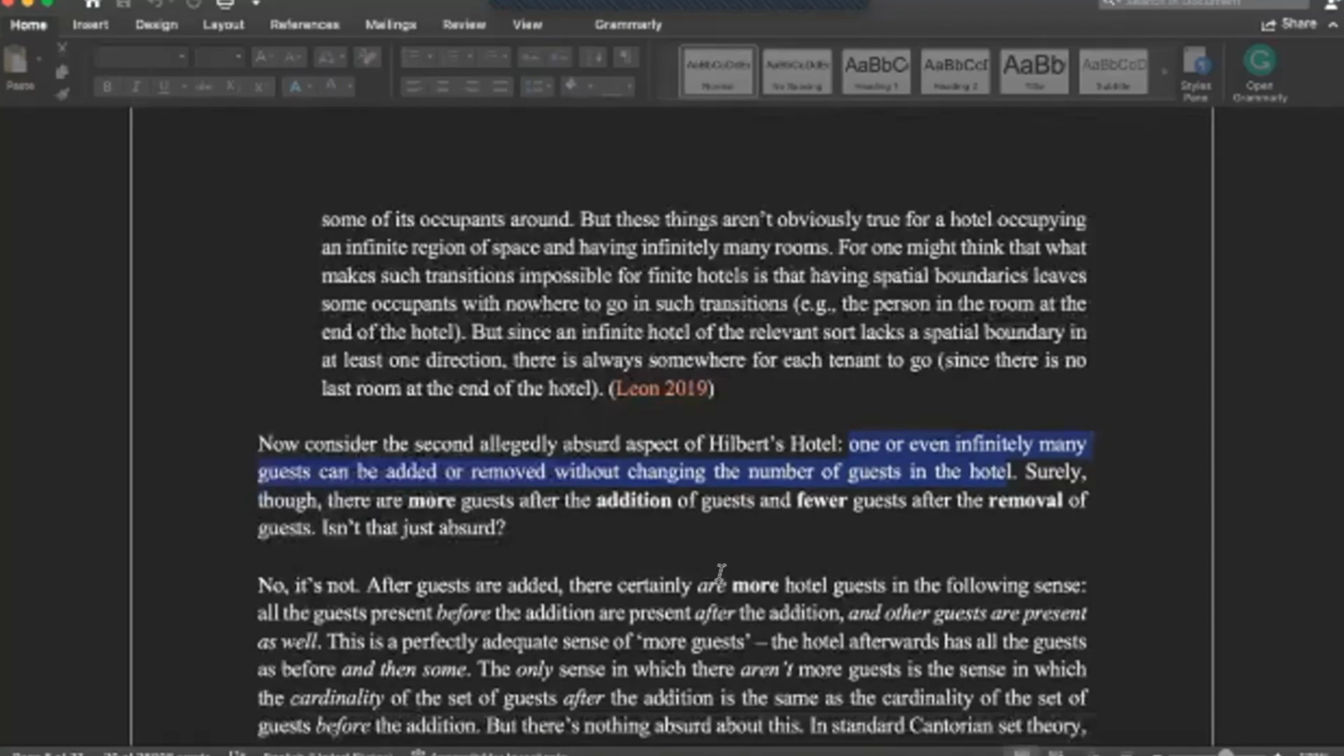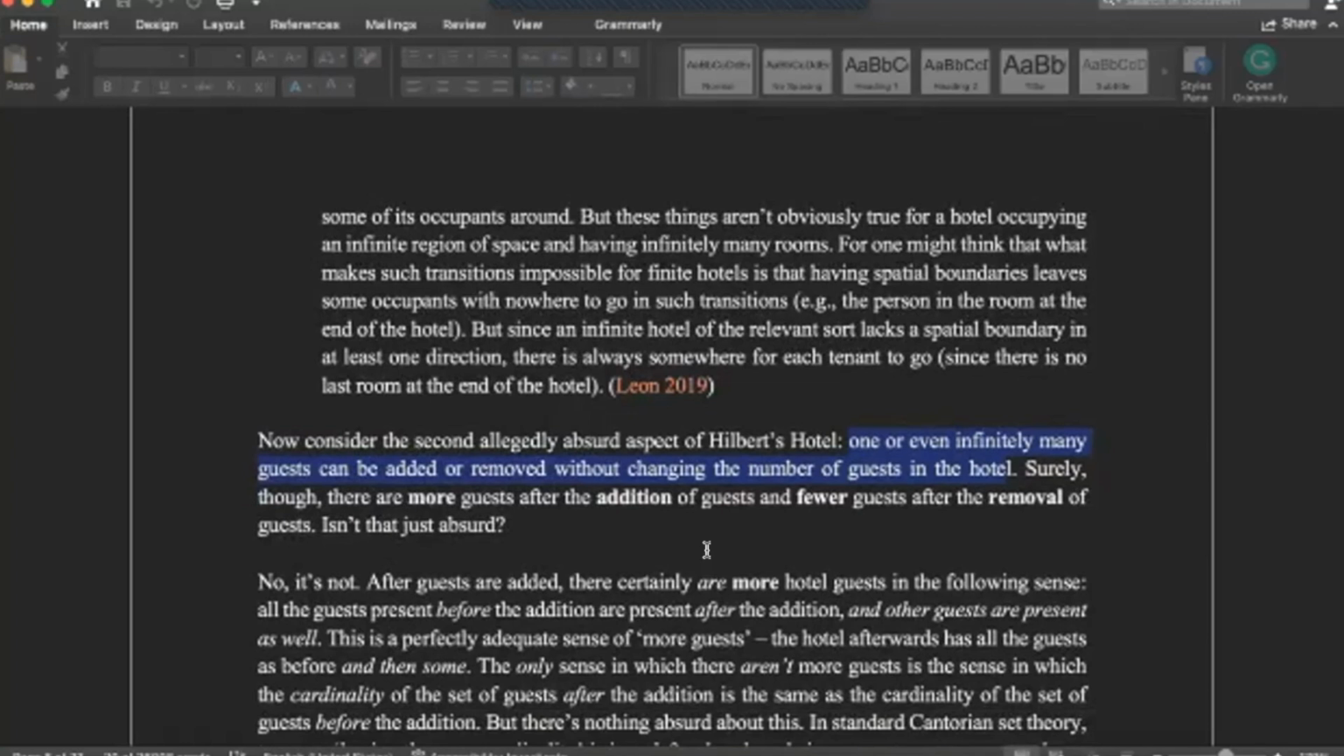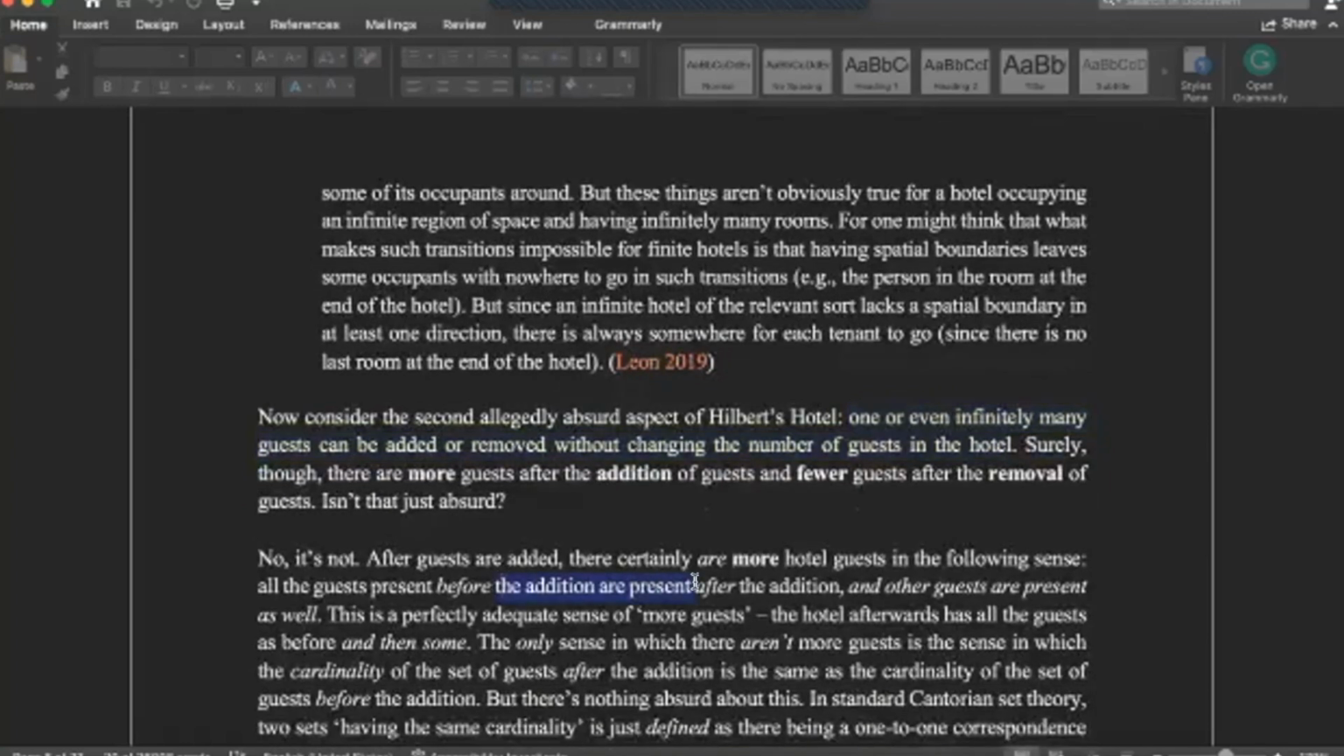After guests are added, there certainly are more hotel guests in the following sense. All the guests present before the addition are present after the addition, and other guests are present as well. This is a perfectly adequate, perfectly intelligible sense of more guests. The hotel afterwards has all the guests as before, and then some. The only sense in which there aren't more guests is the sense in which the cardinality of the set of guests after the addition is the same as the cardinality of the set of guests before the addition.